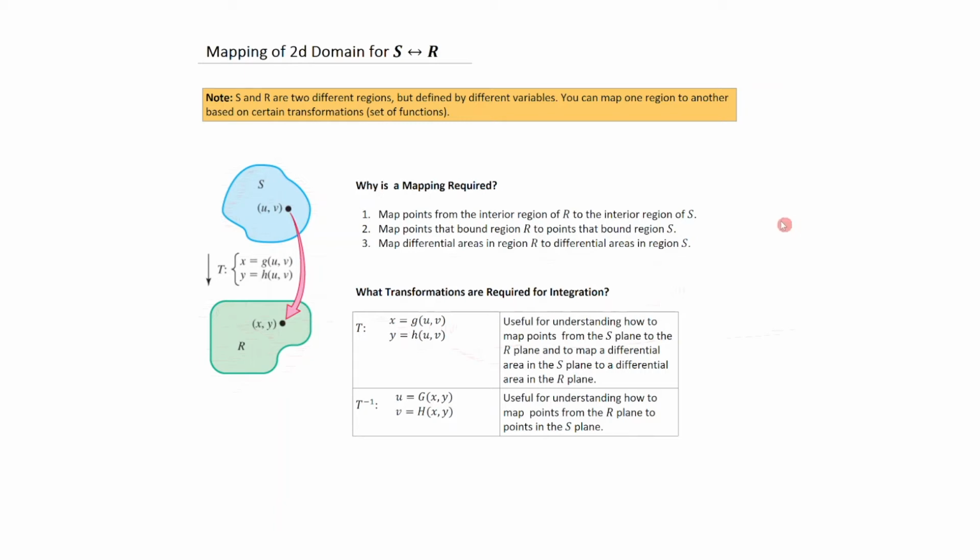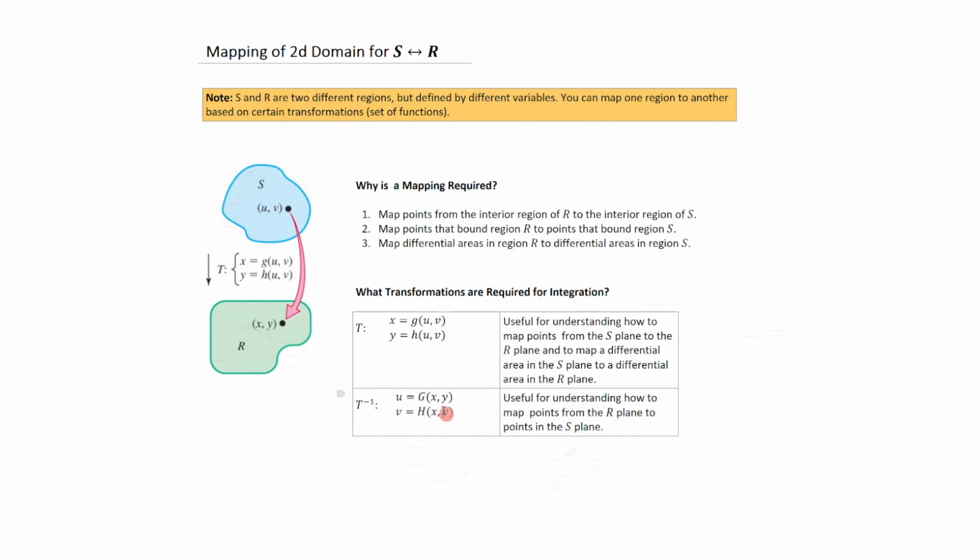And if you take the inverse, which means you express u in terms of x and y and v in terms of x and y, this transformation is useful for understanding how to map points from the R-plane to points in the S-plane. So typically you're given these points and you want to figure out what they would look like in the S-plane. So you'll need this transformation.